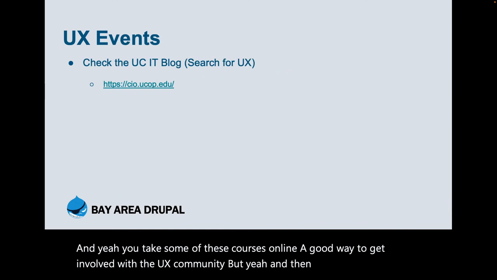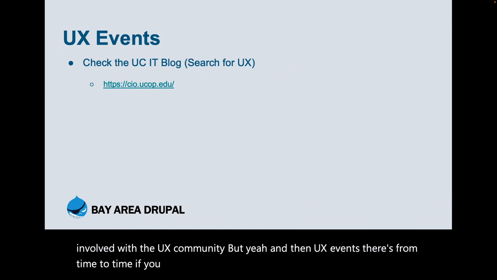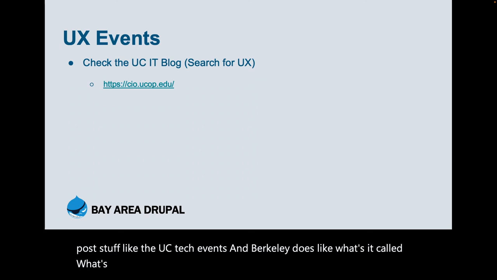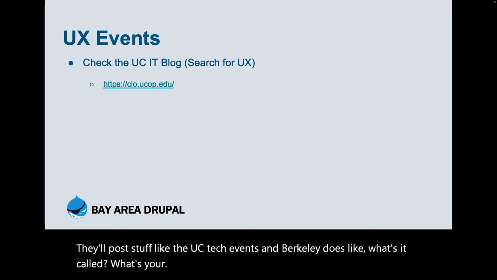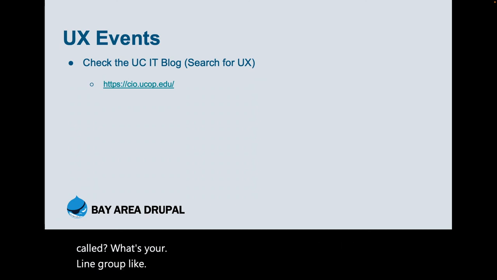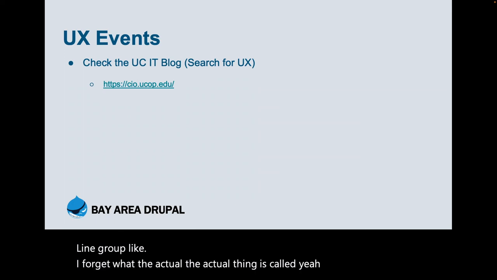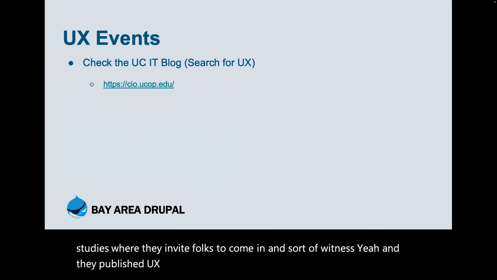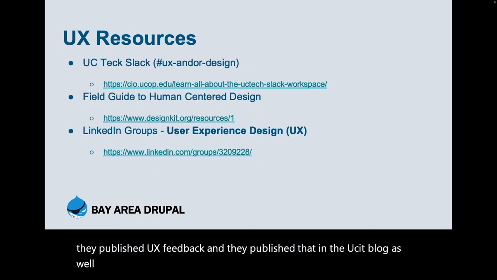And then UX events. From time to time, if you watch the UCIT blog, there are some events there. They'll post stuff like the UC Tech events, and Berkeley has the user-centered design group, I forget what the actual thing is called. They'll do case studies where they invite folks to come in and witness live UX feedback. And they publish that in the UCIT blog as well. So a place to look for events.